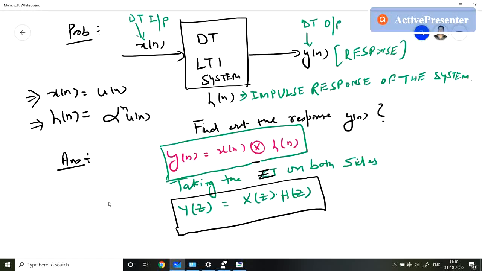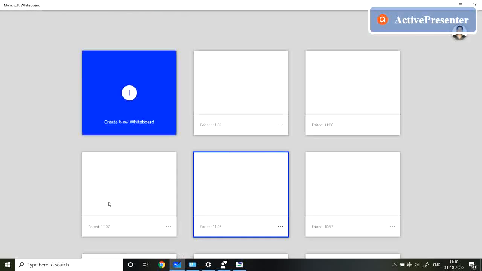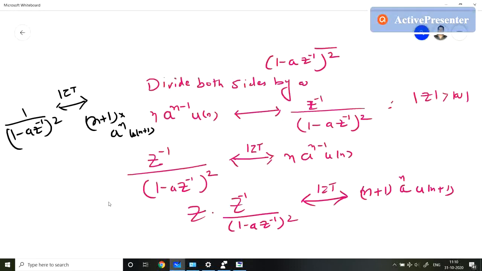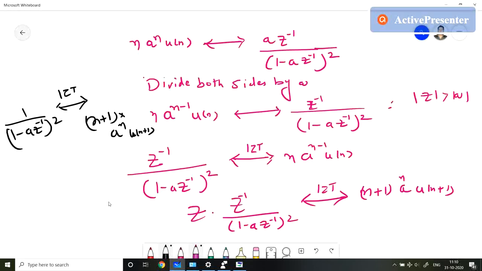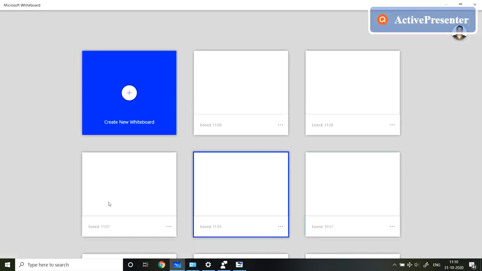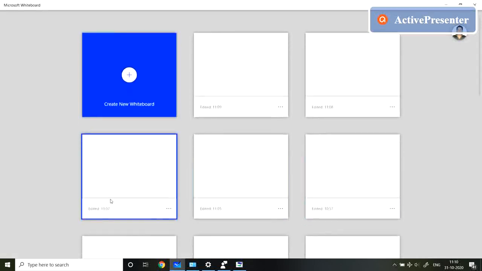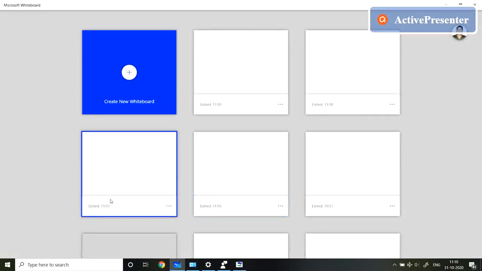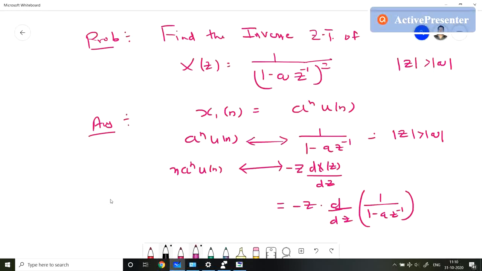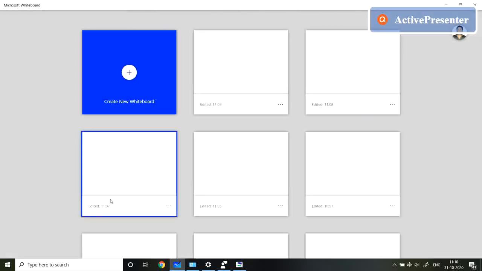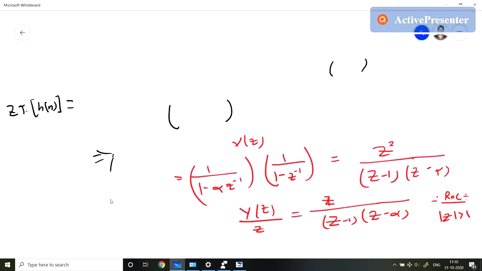Then after that we find out the coefficients c1 and c2. So what is c1 and what is c2? c1 we are getting as 1 divided by 1 minus alpha, and c2 we are getting as minus alpha divided by 1 minus alpha.